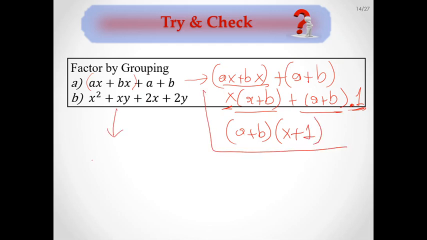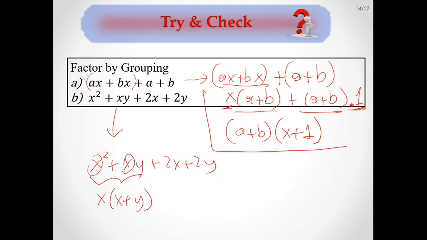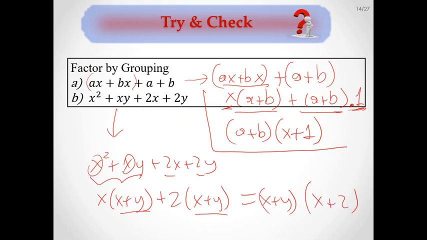Now let's look at this one. This is x squared plus xy plus 2x plus 2y. And this one here, we can write as x times x plus y. This x is common, and here 2 is common, so you can write 2 times x plus y. And then you can write this as the common factor x plus y times x plus 2. So this is the factoring of it.